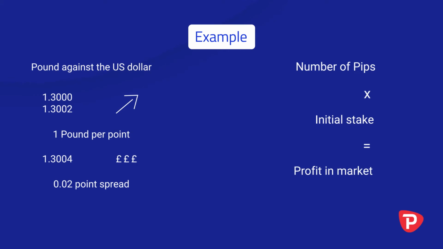Of course, if the position goes against me and cable, or sterling against the US dollar, falls, then I'm going to lose the amount of points multiplied by my initial stake in that situation.